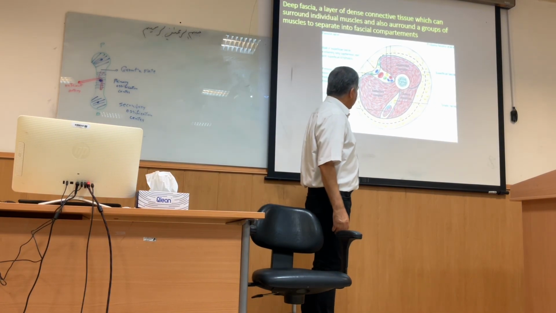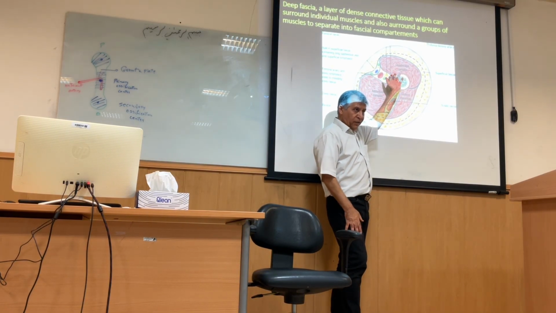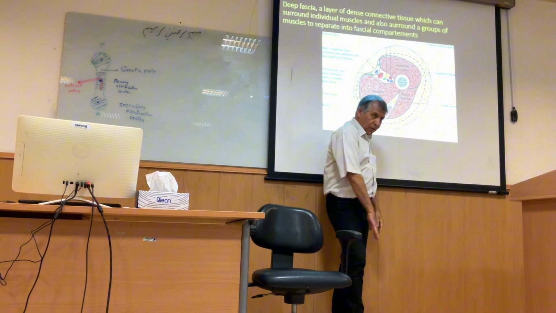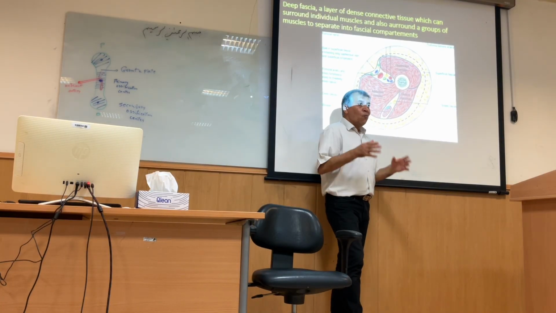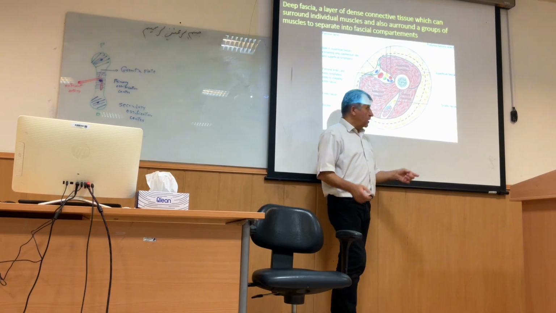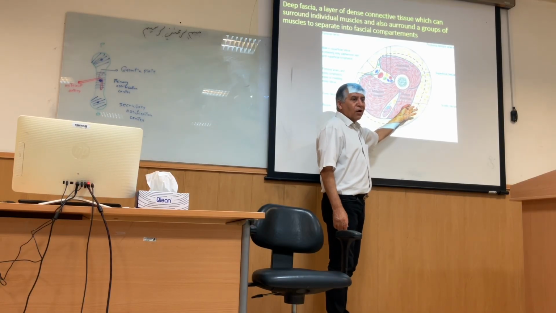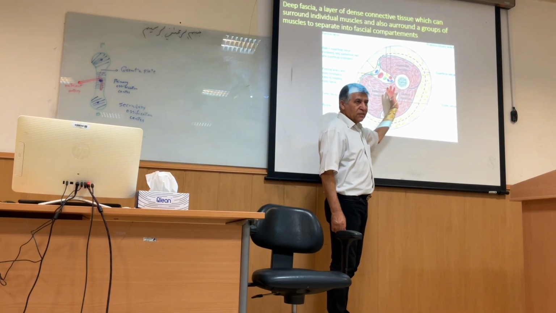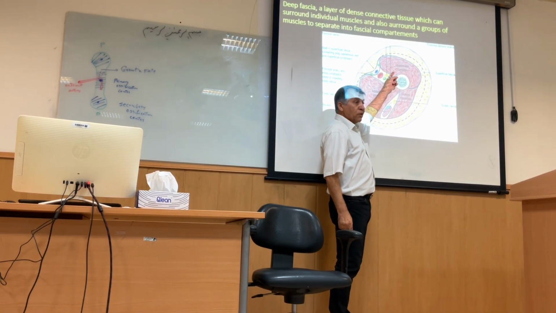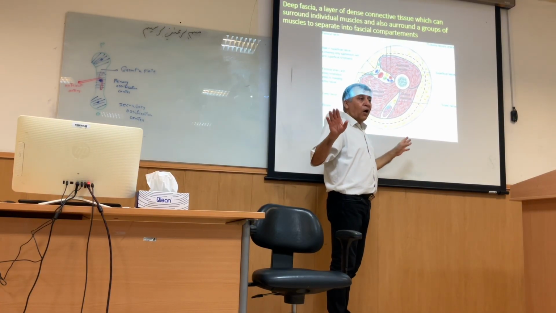For example, this one is the femur bone. The thigh is composed of three compartments: anterior, medial, posterior. Which structure separates them? Deep fascia. Deep fascia separates the three compartments. What's the benefit of this structure? When each compartment is injured, the injury doesn't spread to other compartments.